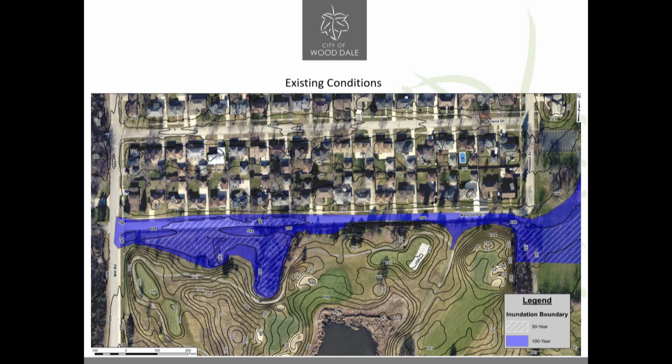So this is the inundation map for the existing conditions. The blue area is a 100-year storm event. That's the areas that would flood for a 100-year storm, which is a storm that has a 1% chance of occurring in any given year. It's kind of hard to see, but this hatched white area is the 50-year storm flood areas, which has a 2% chance of occurring in a given year. So the larger storms we're talking.